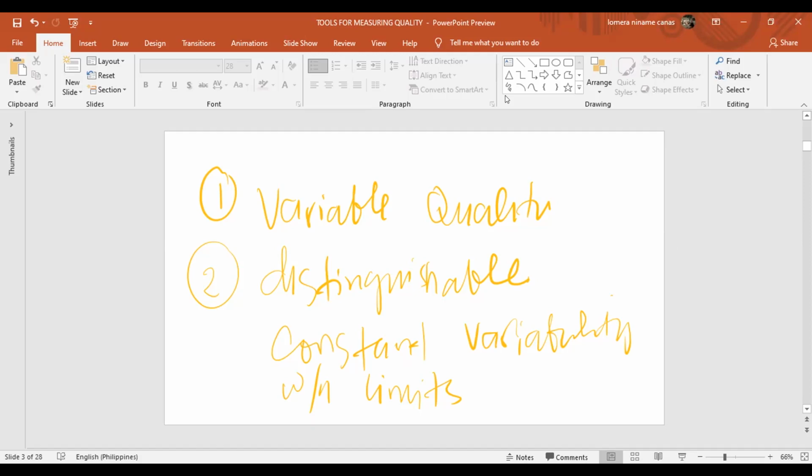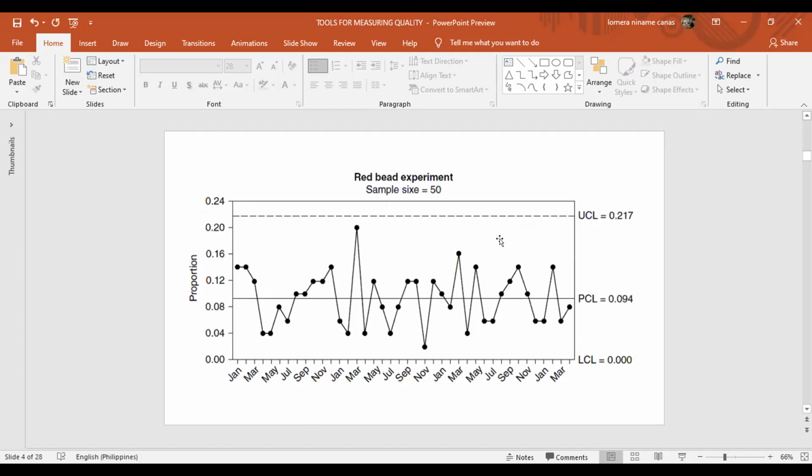Okay, so I have here a simple illustration, a figure of a control chart. It is based on the red bead experiment, wherein the sample size is 50. Earlier, before I started the discussion, there were rules that we need to follow for us to say whether the process is stable or not.